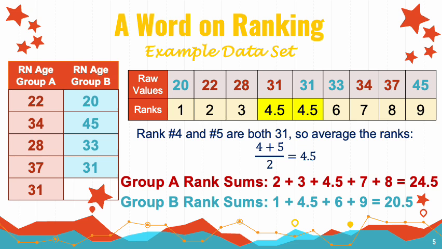I do the same thing with the ranks for group B. Now, my groups are different sizes. Group B has fewer RNs in the group than group A. Therefore, the sum of ranks that I will use for statistical analysis is group B, because there are fewer people in the group. If there was the same number of nurses in both groups, I would use whichever sum was smaller as the sum of ranks for analysis.